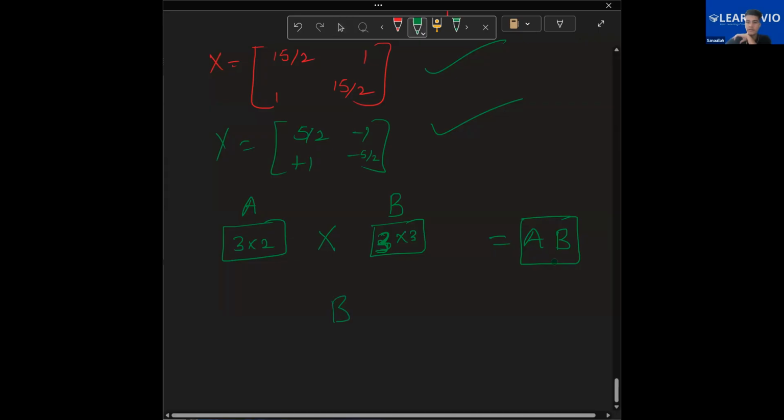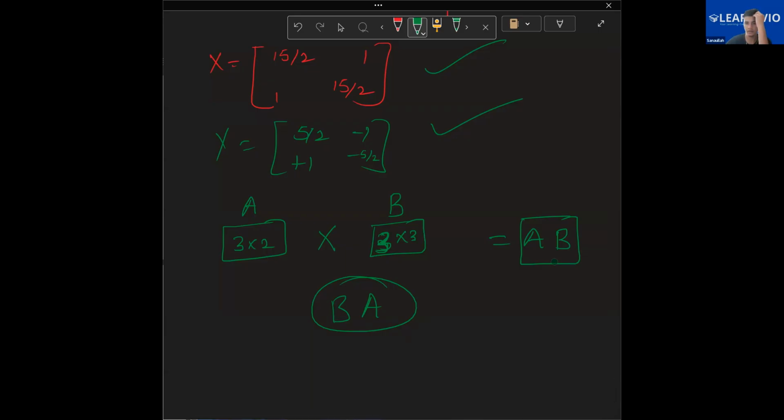And if I ask you, can you get BA? Is it possible to get BA? Yes, sir. Because when you take BA, this is the first matrix having 3 columns, and this is the second matrix having 3 rows. So you can get BA, but we will not get AB. Understood? So that's the matrix multiplication.